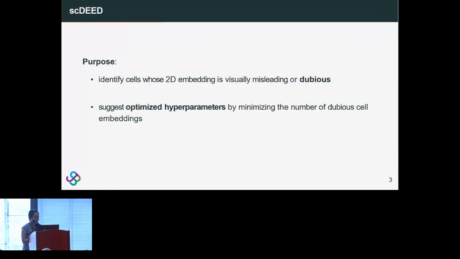So we would like to introduce scDEED, a method whose purpose is to identify cells whose 2D embedding is visually misleading. And by that, I mean that the apparent 2D neighbors in the visualization are not representative of the neighbors in the pre-embedding space. Thus, the apparent location relative to other cells in the visualization is misleading, or what we'll call dubious. The identification of these dubious cells also allows us to suggest optimized hyperparameters by minimizing the number of dubious embeddings.